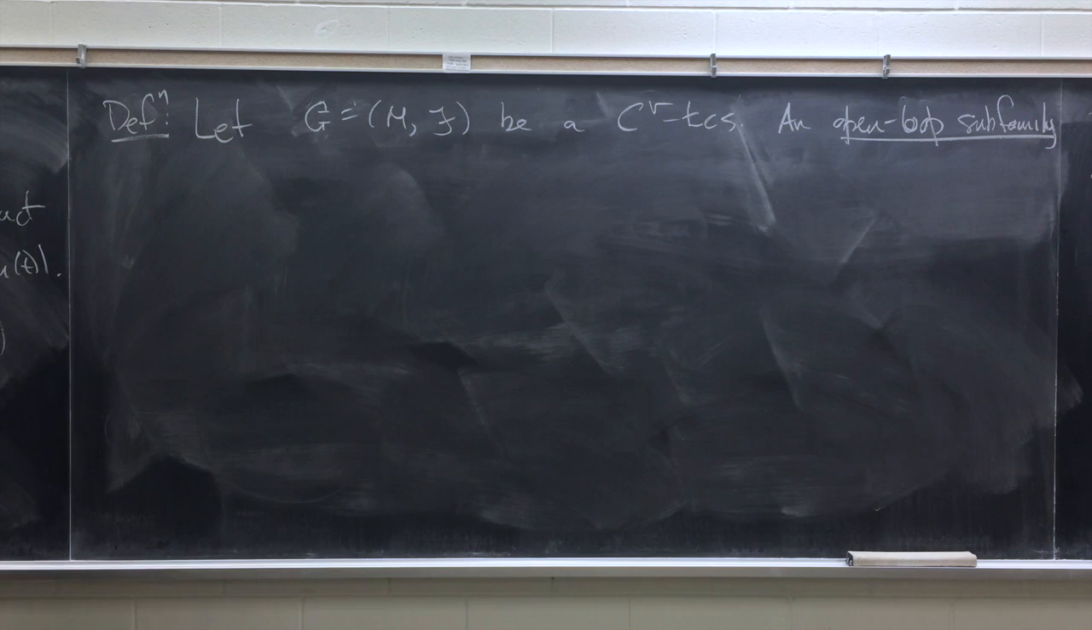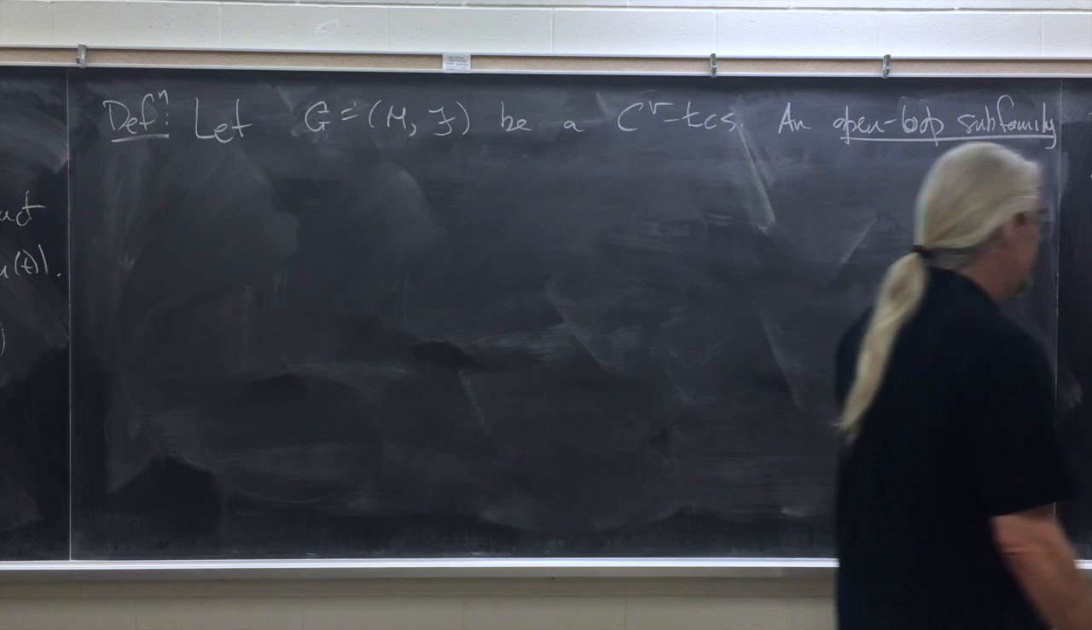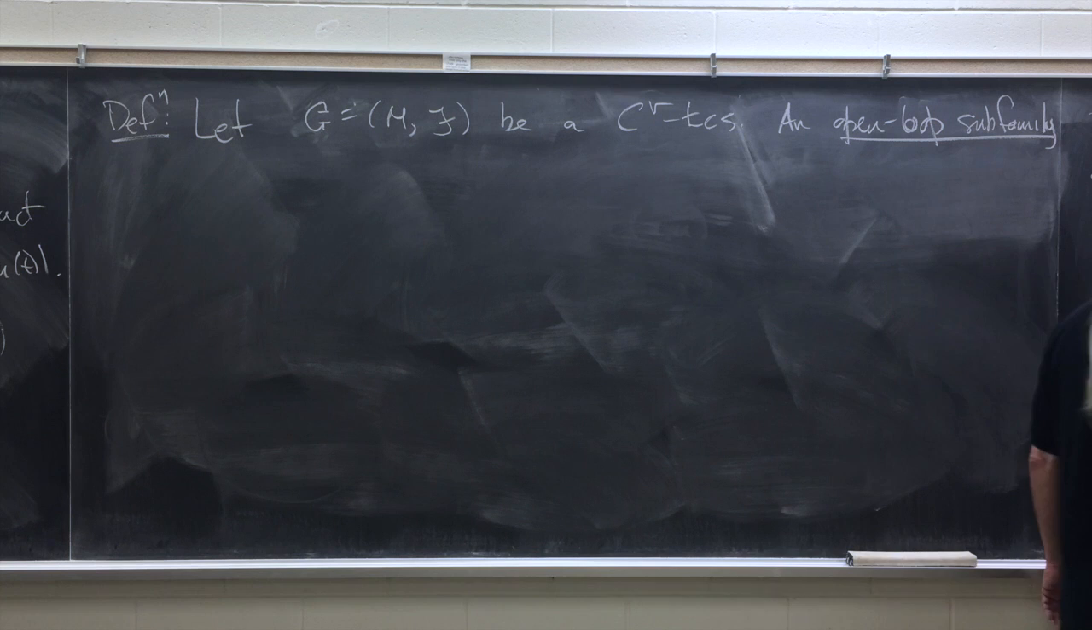The language I'm going to use here is open loop subfamily. The way to think about this is a family of open loop controls. What it's going to do is place restrictions on where this vector field is going to live. You're going to have some sort of subset where that vector field is going to live.